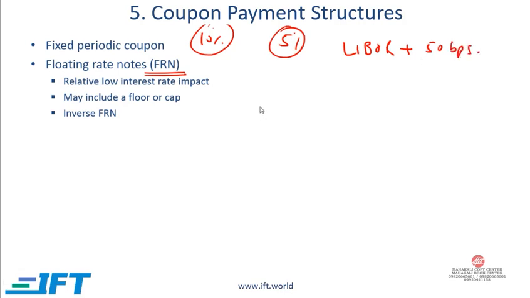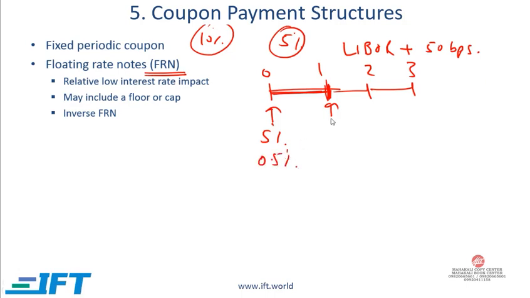If this is a 3-year bond, and let's say it is an annual pay bond, so we have 0, 1, 2, 3, the payment made at the end of every period is based on LIBOR at the start of the period plus 50 basis points. If LIBOR here is 5%, then we add the 50 basis points. 50 basis points means 0.5%. The coupon payment at the end of period 1 will be 5.5% of par value.